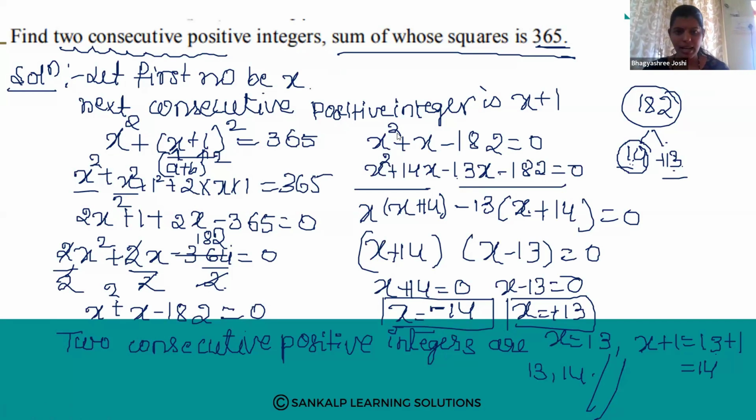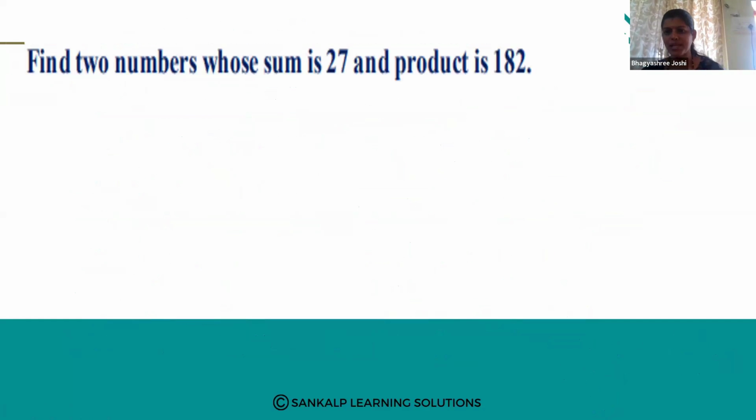So in today's class, we are going to discuss the next problems, that is for 2 marks, 3 marks and 4 marks. Okay. So in this chapter, 2-3 marks questions are there, and also they are going to ask in multiple choice questions also. Okay. So find two numbers whose sum is 27 and product is 182.